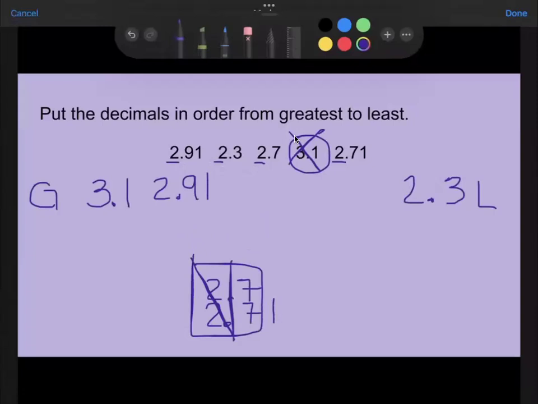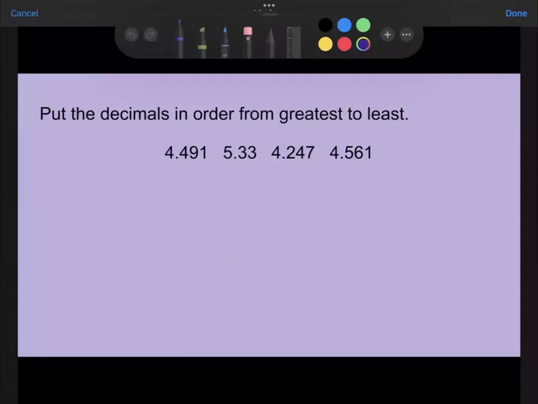Okay, so again, we've already compared there, and we need to compare here. So the 2 7s aren't going to help us. When I go to the next place value over, I see that one of them has a 1 and the other one has nothing. So instead of the nothing, I'm going to put a 0. 1 is greater than 0. So I know this one is my next greatest, 2.71. Cross that off. And that leaves just 2.70 or 2.7 to go right there. So this should be my order from greatest to least.